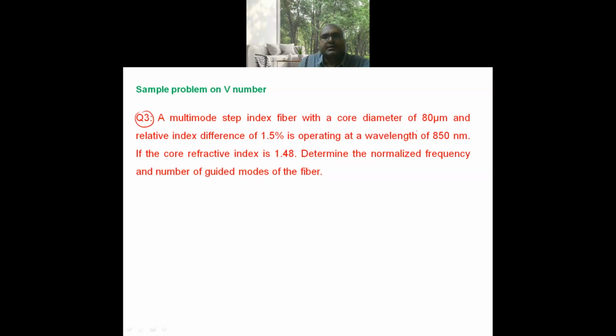Problem 3. Here, the core diameter is 80 micrometer. Index difference, it is delta, 1.5% means it is equal to 0.015. It is operating at 850 nanometer, it is the wavelength lambda. The core refractive index is 1.48. Determine the normalized frequency. For that, you require numerical aperture. NA is equal to n1 root 2 delta. Substitute in the formula. And once again, substitute in the formula of V number and number of modes accommodated by the fiber.